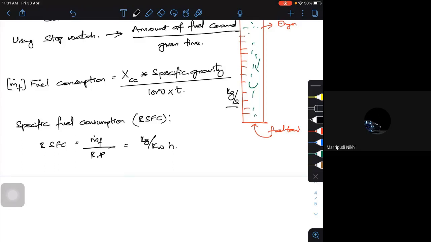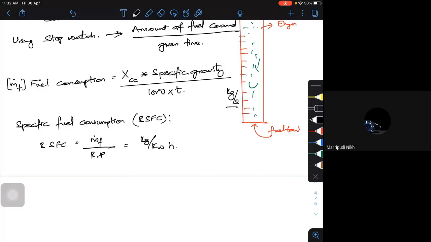If this brake specific fuel consumption is less, what does it mean? The mass of fuel consumed depends on the brake power. I am trying to consume less fuel and produce more power for a given condition. So this BSFC should be as low as possible. It can't be very, very low, but it should be low. So this is the measurement of fuel consumption.